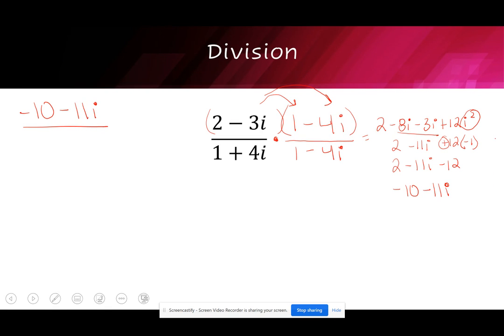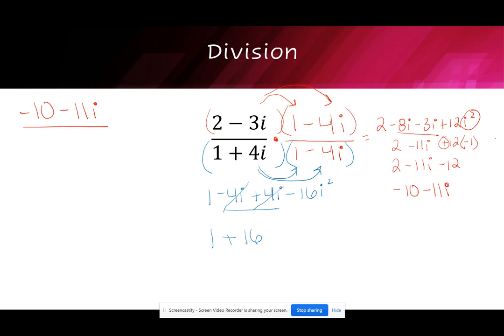Down the bottom here, I'm going to grab a different color. When you multiply this out, we have 1 times 1. 1 times negative 4i. And then 4i times 1. And 4i times negative 4i. These will always cancel out. So you're going to be left with 1 plus 16 because that changes. So we get 17. So this is going to be the same. You never have to multiply out the bottom.